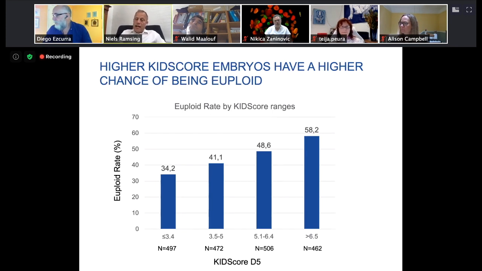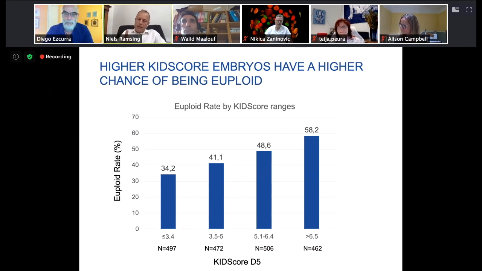They also looked at euploid and aneuploid embryos. And this was quite interesting because this is also a rather large data set, again around 2,000 embryos in 4 equal groups. And what this shows is that with very low KIT score, the euploid rate was down to 34%. And with very high, above 6.5, the euploid rate was 58%.